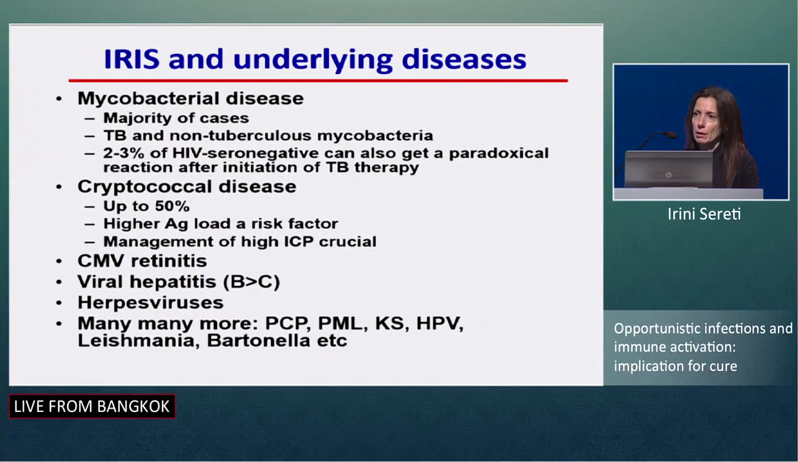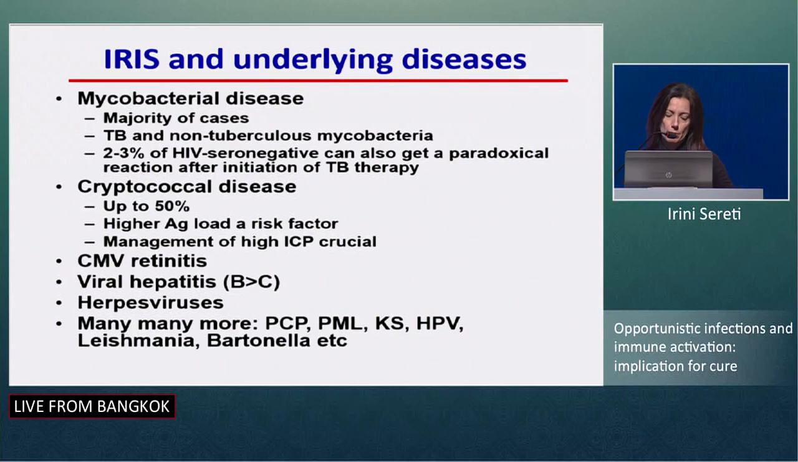So moving to more specific related diseases, IRIS really is very frequently associated with mycobacterial disease, both TB and non-tuberculous mycobacteria. Interestingly enough, about 2 to 3% of HIV seronegative people who just have tuberculosis have this sort of paradoxical reaction and an IRIS-like phenomenon when they start anti-TB therapy.